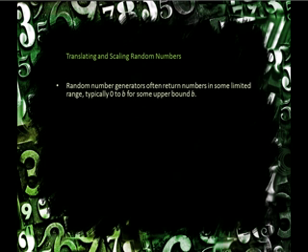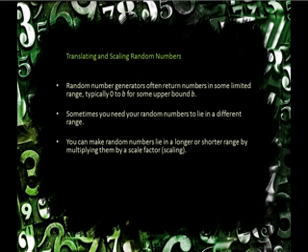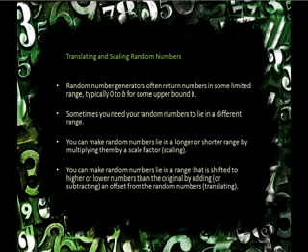Translating and scaling random numbers. Random number generators often return numbers in some limited range, typically 0 to b for some upper bound b. Sometimes you need your random numbers to lie in a different range. You can make random numbers lie in a longer or shorter range by multiplying them by a scalar factor, or you can make random numbers lie in a range that is shifted to higher or lower numbers than the original by adding or subtracting an offset from the random numbers.